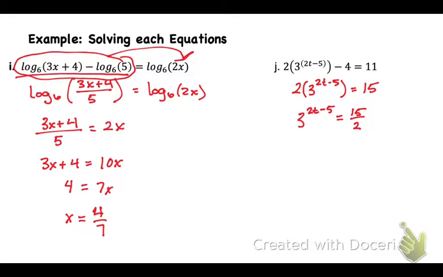Now what? Rewrite it. Rewrite it. The same thing when you say, now what? Rewrite it. So log base what? 3. Log base 3 of 15 halves equals 2t minus 5. Okay, and then you're done. No, it has to be t equals. Oh, you have to subtract.